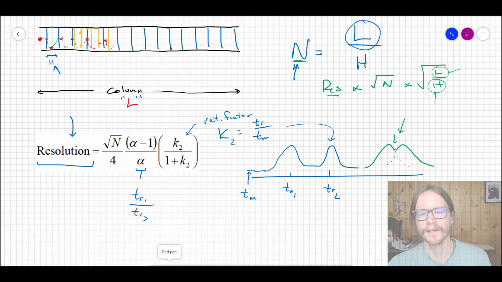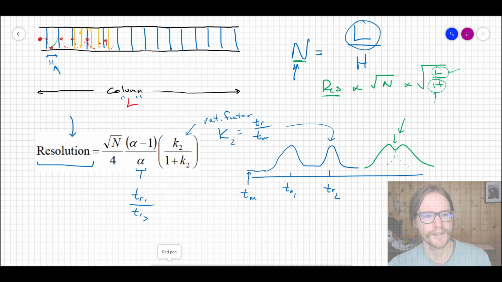Length is easy, right? We can just change that simply and then impact the resolution directly in a root sort of functional form here. Plate height, though, is based on the chemistry, both of your analyte and the stationary phase. So to decrease that plate height, which would increase the number of plates, which would then also increase the resolution, we would have to fine-tune our chemistry a little bit. Or another thing we can do is change, say, the particle size.